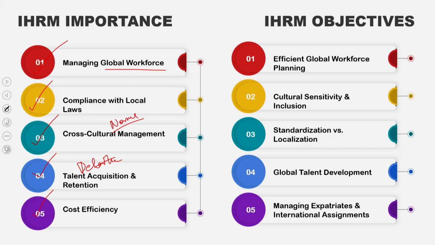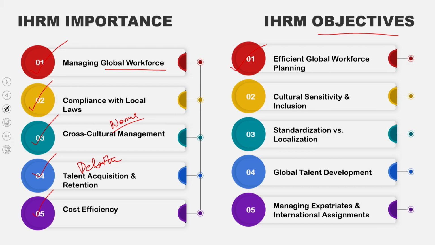When you talk about IHRM importance, you also have to understand the objectives of IHRM specifically. We'll start with efficient global workforce planning, to strategically allocate human resources across different countries, ensuring the right people are in the right roles at the right time. This is the key to efficient global workforce planning, if you ask me. An example could be a multinational company like IBM, which uses workforce analytics to determine staffing needs across the global offices, ensuring balanced labor distribution and cost optimization.